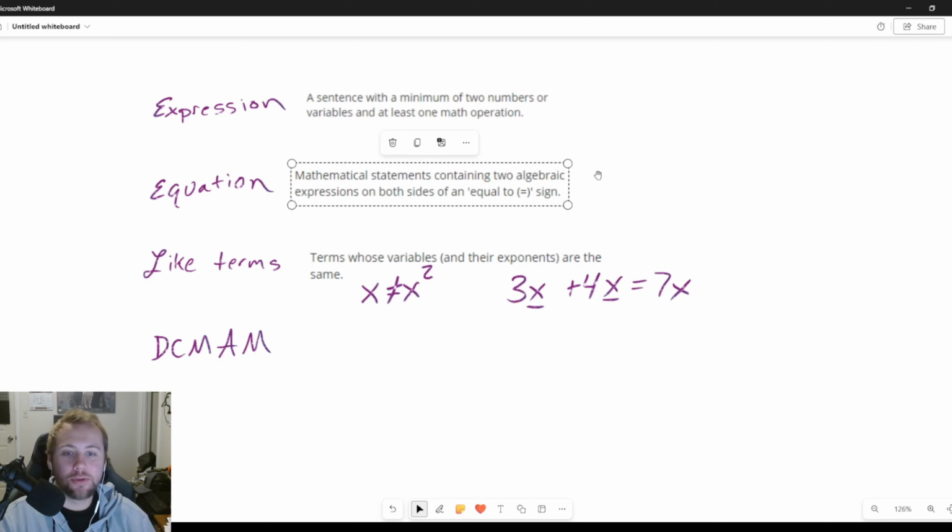And then I also threw in DCMAM. They don't really teach this explicitly at the high school, I don't think, but it is important to remember, because if you remember to distribute, combine your like terms, move your variable, add or subtract, and then multiply or divide, you will solve any equation, which is super helpful.